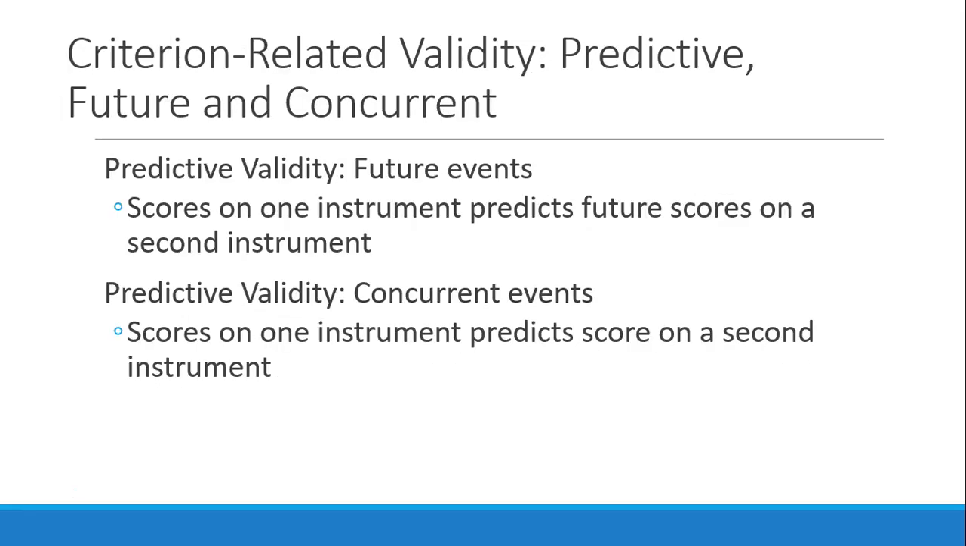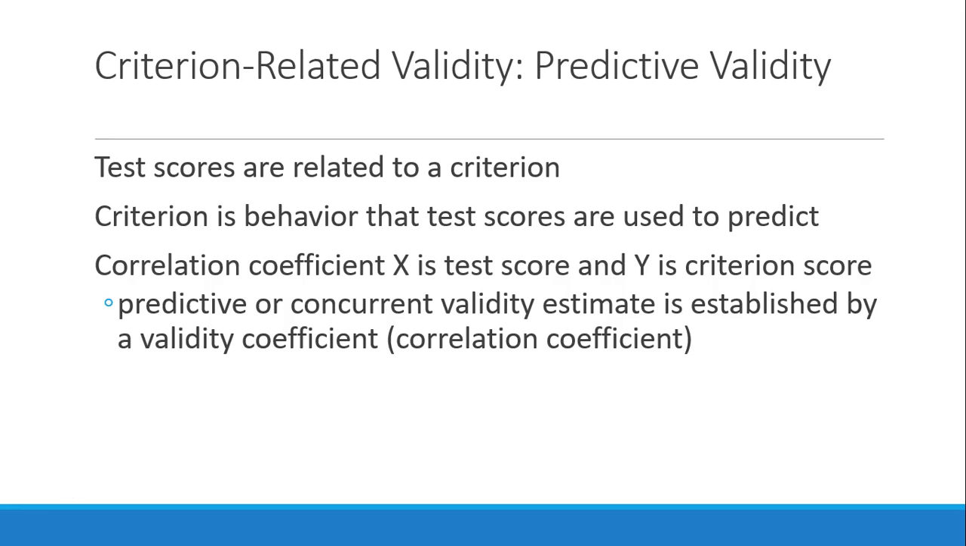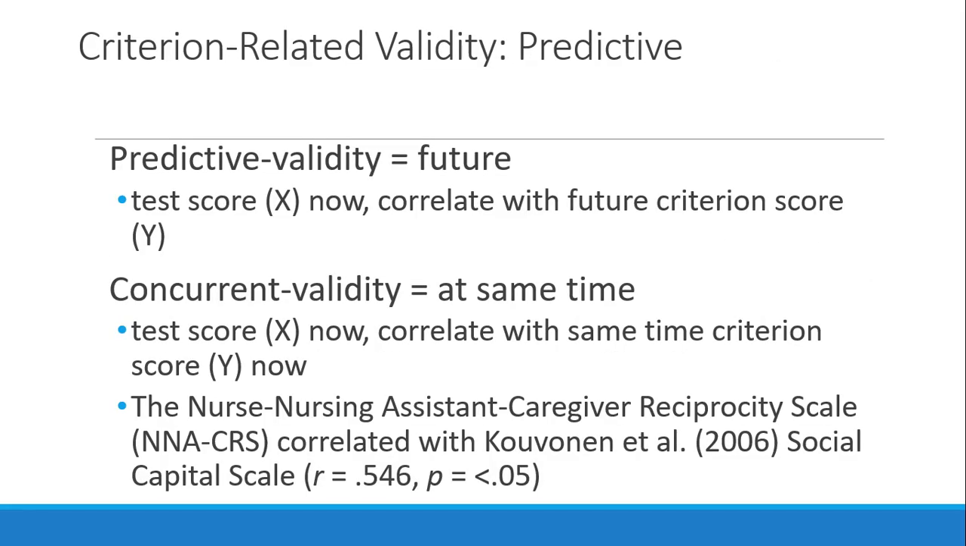Then there is also both predictive and concurrent validity, which are considered criterion-related validity. So predictive validity has to do with future events, and also you can look at predictive validity related to concurrent events. So essentially you talk about a criterion. That's the behavior that the test scores are used to predict. So the x is the test score and the y is the criterion score. And so what you have to do is look at the correlations between both measures. And the predictive validity is a future measure.